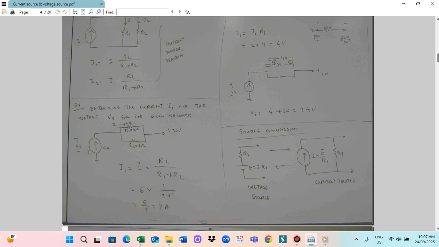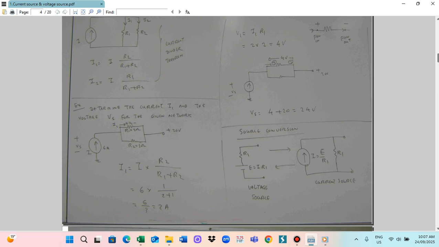After you get I1 as 2 ampere, I1 multiplied by R1 gives you V1. So V1 is equal to I1 multiplied by R1. I1 is 2, R1 is 2. So you get 4 volt. So V1 is 4 volt.